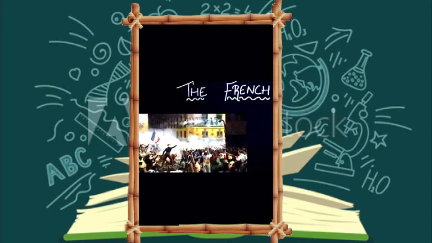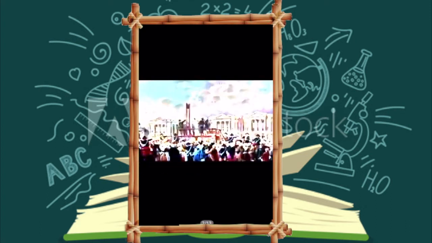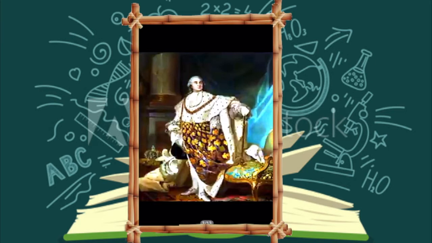So in France we see this kind of revolution. What was the situation in France at the time? France had a monarchical government. What is a monarchical government? France was ruled by the king. In 1774, Louis XVI became the king of France. In monarchy, as we know, generation after generation, their sons and grandsons become the kings.